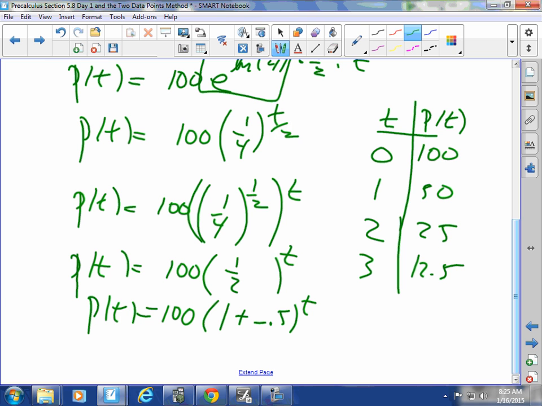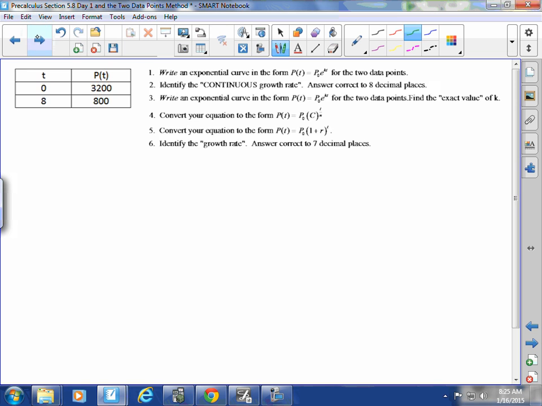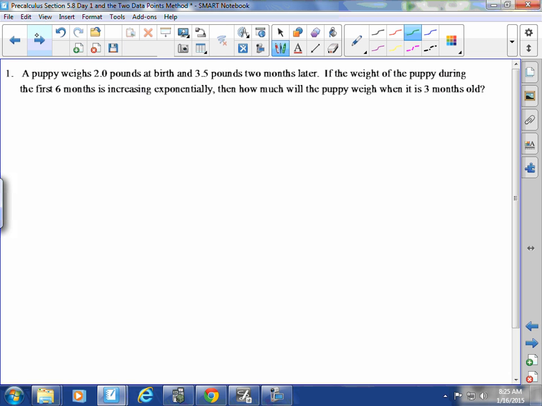Yeah, plus negative 0.5. All right, so now if you have questions about yesterday's, wait a minute, before we do that, let's take a look at the back side of this thing. I'll help you get started on this.